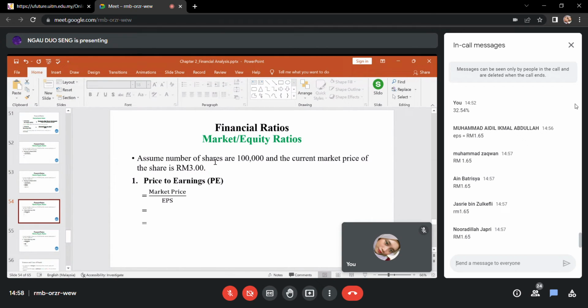So assume number of shares 100,000 and the current market price of the share is RM3. So now we calculate the PE ratio. So we have market price divided by earning per share.